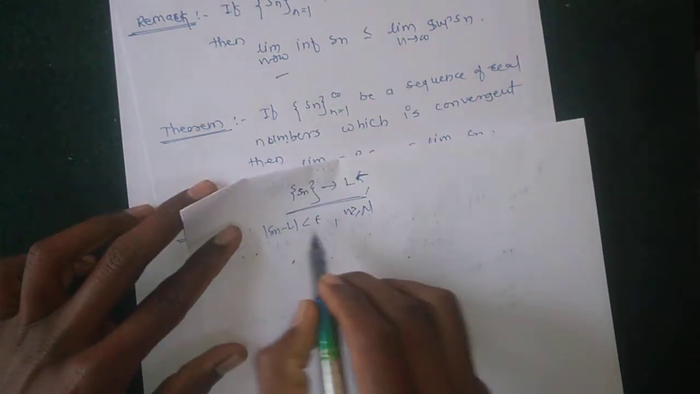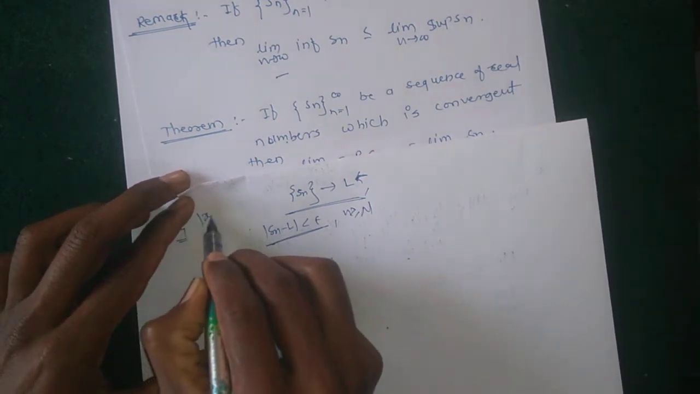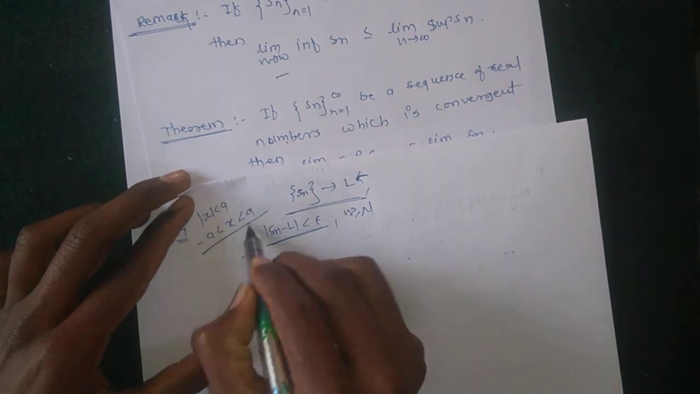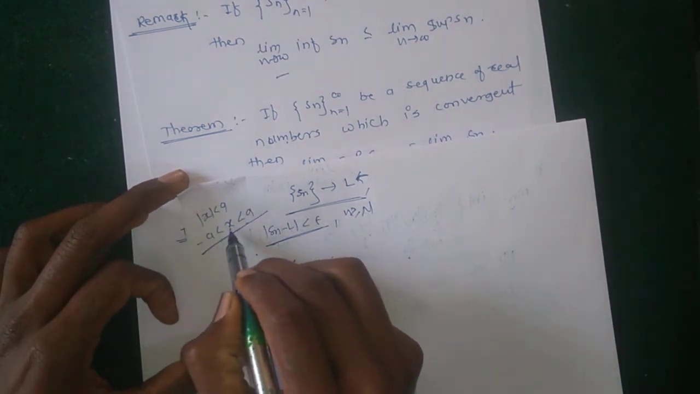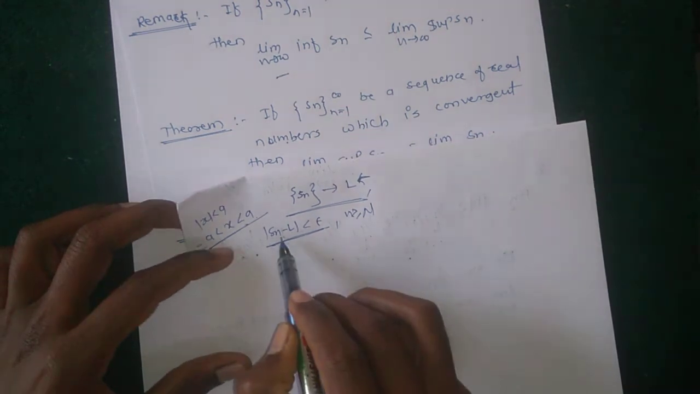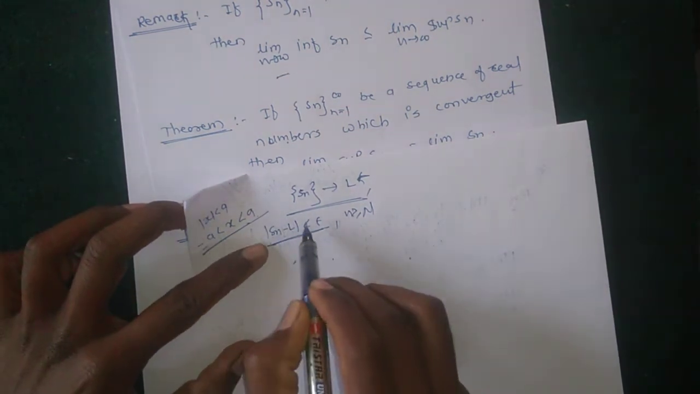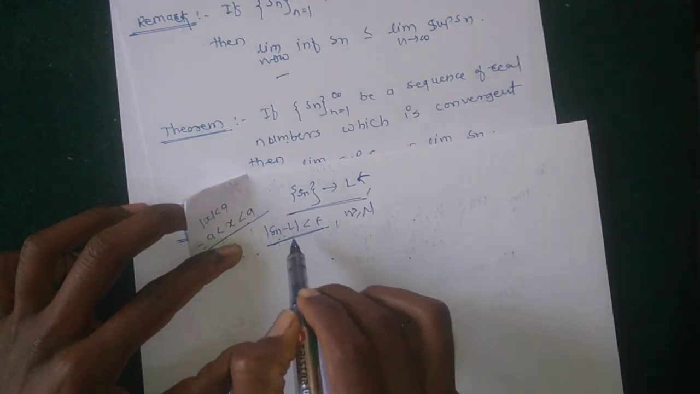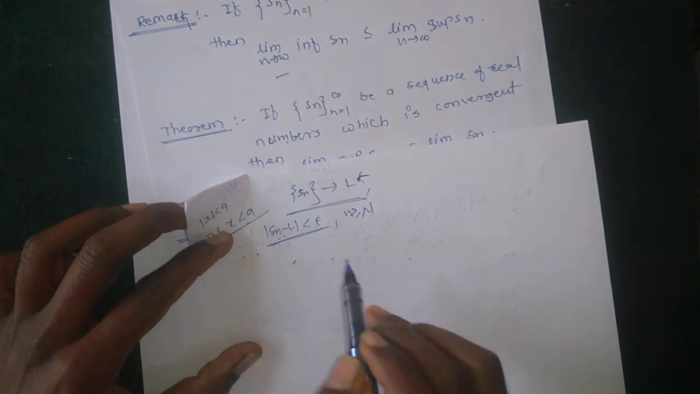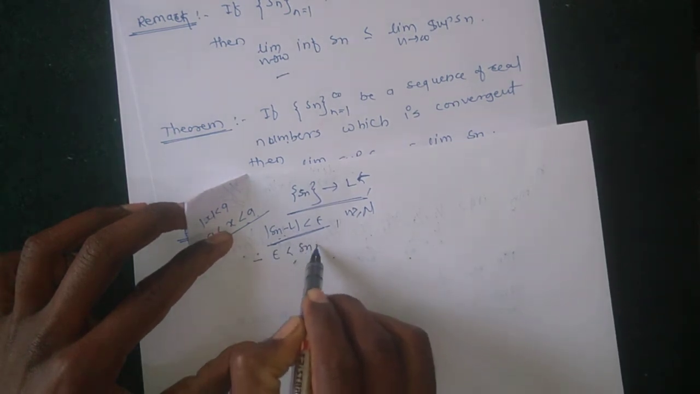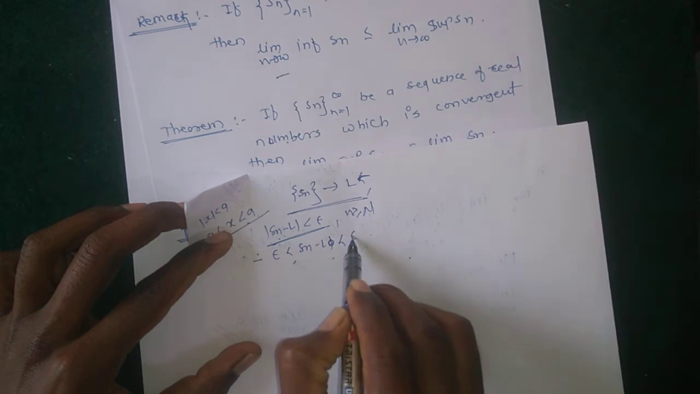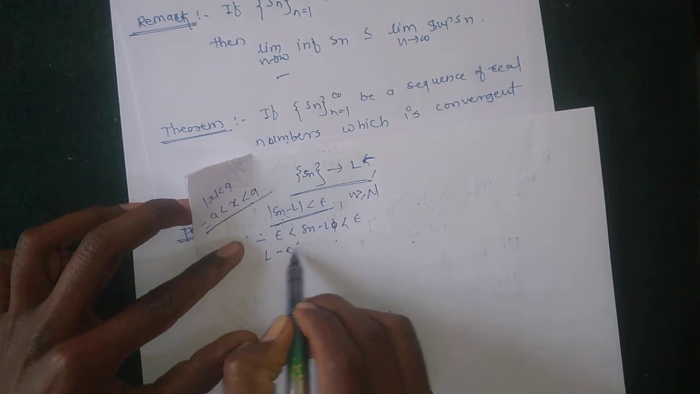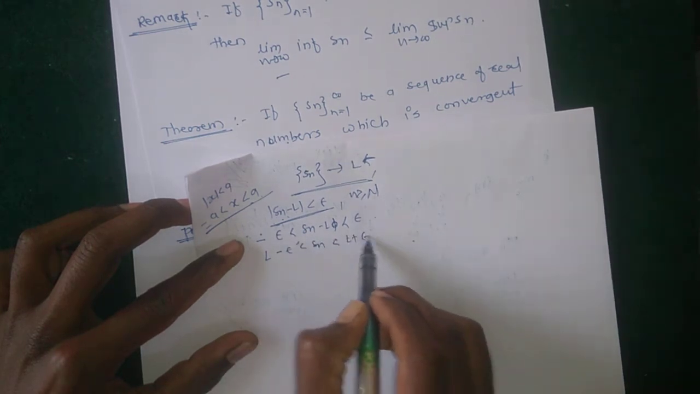Okay, using the result that mod x is less than a implies minus a is less than x less than a, meaning x has a value lying between minus a and a. Here mod of Sn minus L is less than epsilon, so minus epsilon is less than Sn minus L, which is less than epsilon. Adding L on both sides, L minus epsilon is less than Sn less than L plus epsilon.